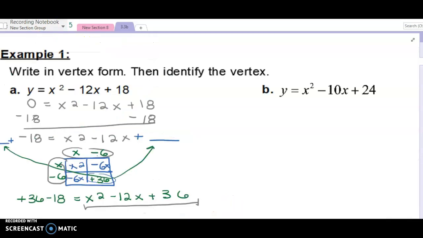All right, I want you to try to do B on your own, so go ahead and pause this, think of what we did for A, try to work through this out, and then we'll go over it when you're done.